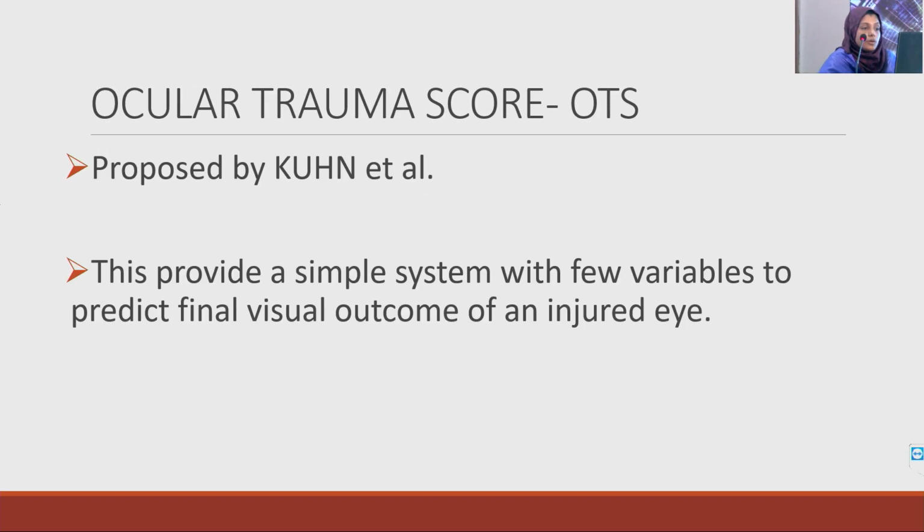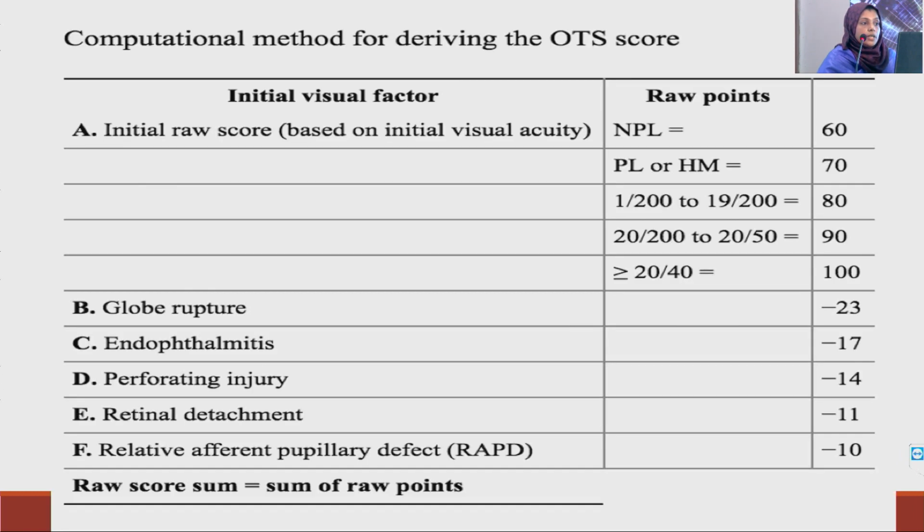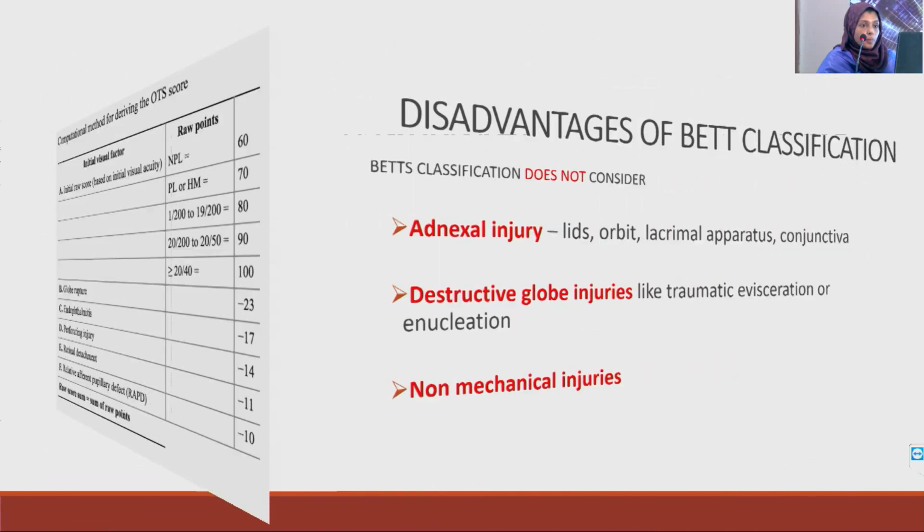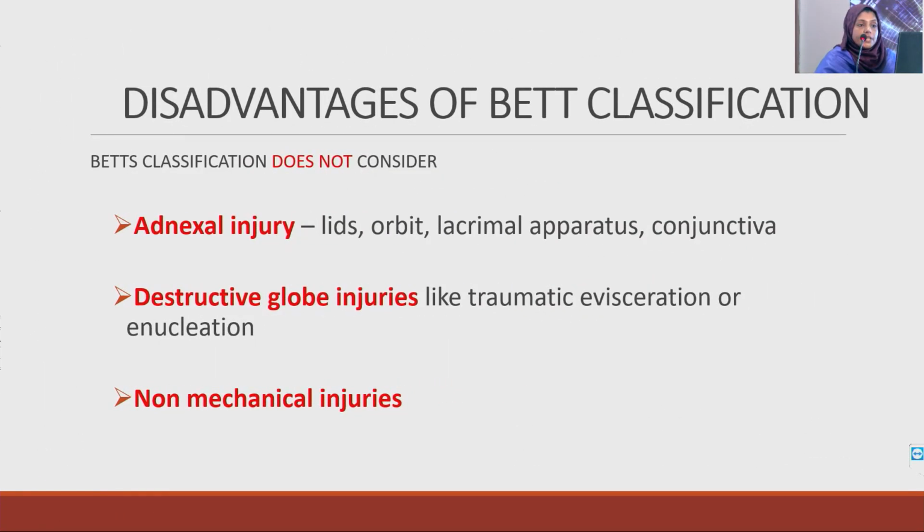Ocular trauma score is again proposed by Kuhn et al., and this provides a simple system with few variables to predict final visual outcome of an injured eye. In this, initial visual acuity, globe rupture, endophthalmitis, perforating injury, retinal detachment, and RAPD are considered. There are certain disadvantages of BETTS classification, in which adnexal injuries, destructive globe injuries, and non-mechanical injuries are not considered.